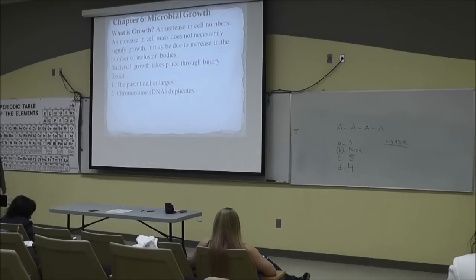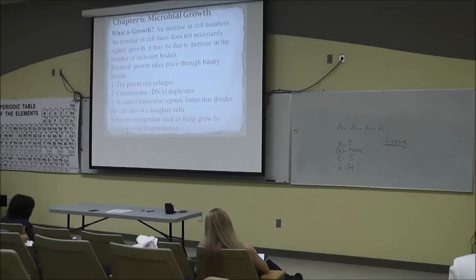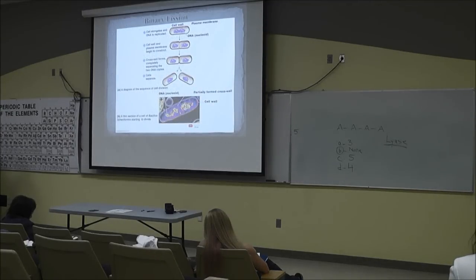Chromosome DNA duplicates, and eventually a transfer septum appears, and the daughter cells, eventually the cell splits into two. I think I have a diagram. Yeah, this diagram right here, nice one. Binary fission, right here. First phase, so everything is duplicating, transfer septum, and then the two genetically identical cells.